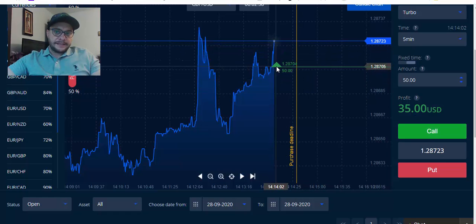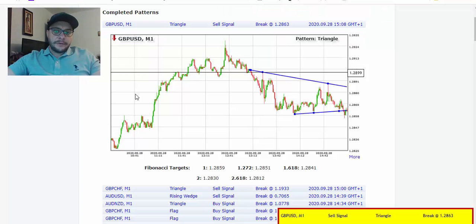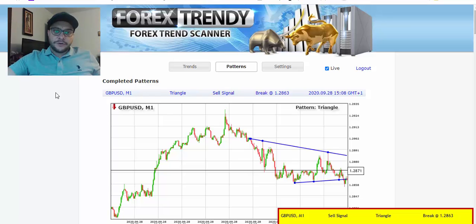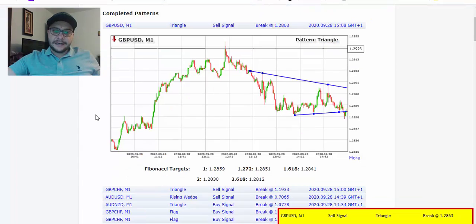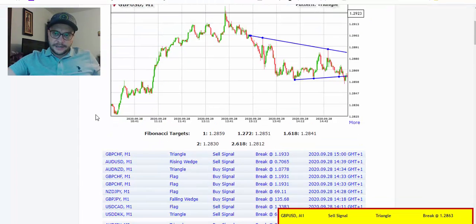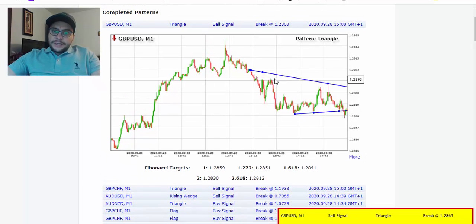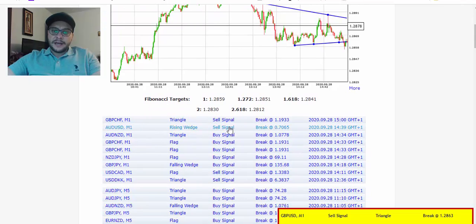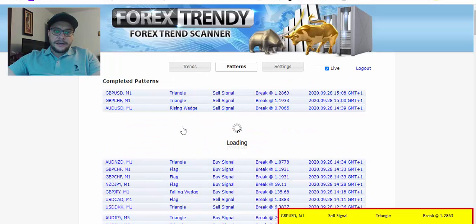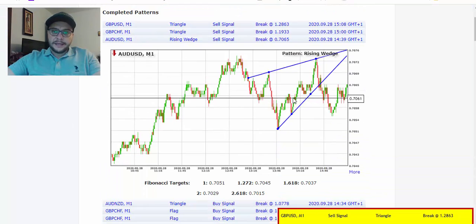Yes, I've placed the trade here, and now it's going up. So what I mean is that I will place a reverse. If the signal from Forex Trendy is showing me that this is a sell signal, I will place a call, because Forex Trendy shows signals based on formations, on patterns. Like you can see here, it formed a triangle. Here, on AUD USD, it formed a rising wedge.